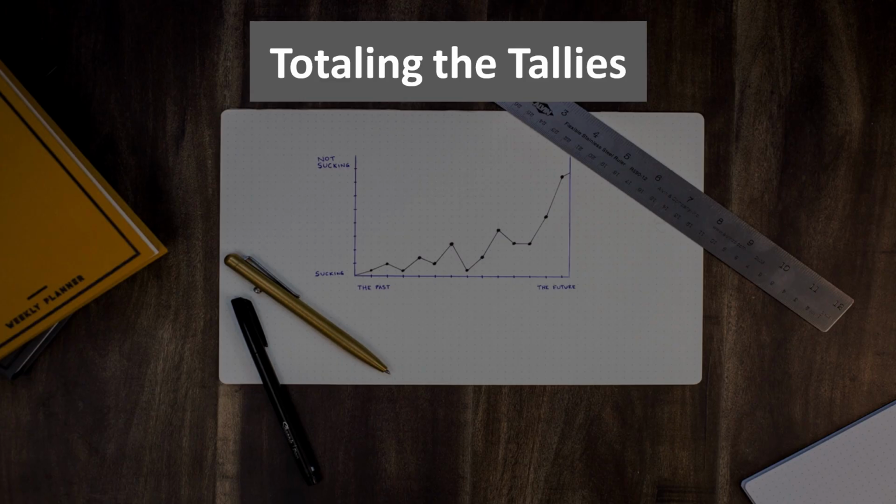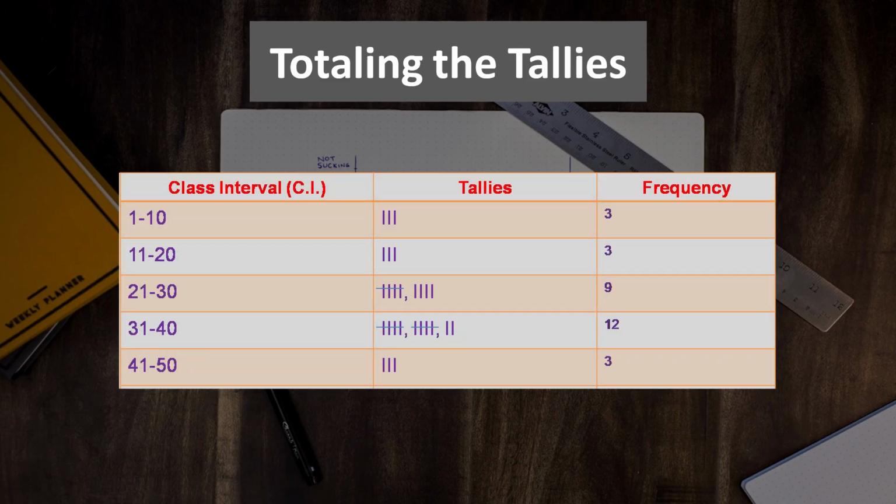So here you see the first column is the class interval, that is the CI. I have already discussed this. Then tallies we have also already discussed. Then here you have to add the tallies, and this is the frequency. In the first class, here you see 3, 1, 2, 3. In the second it is 3. In the third it is 9. In the fourth class, 31 to 40, it is 12. And in the fifth class it is 3. So you have to just count the tallies and write the frequencies. This is the totaling of the tallies.